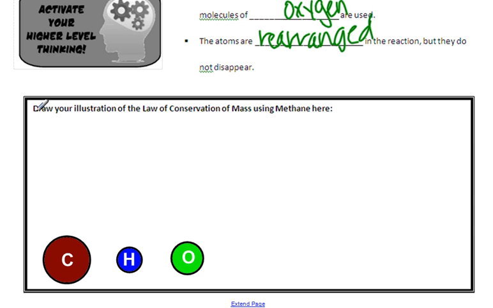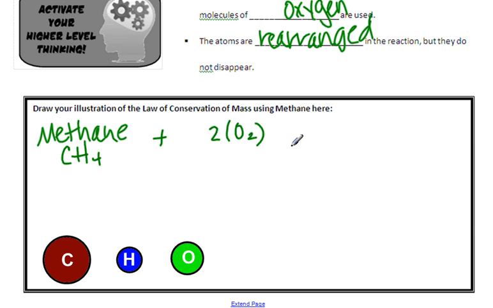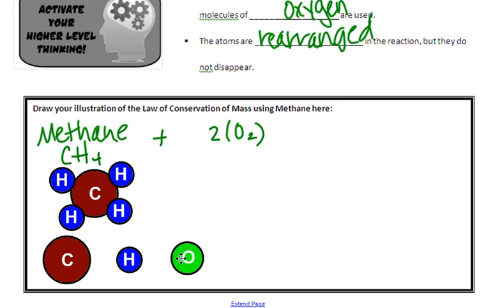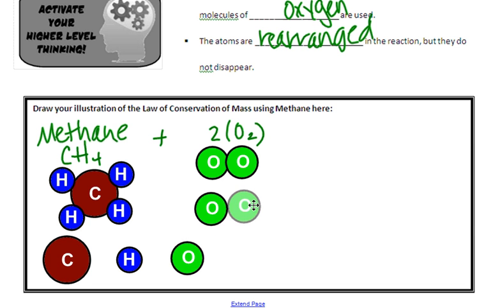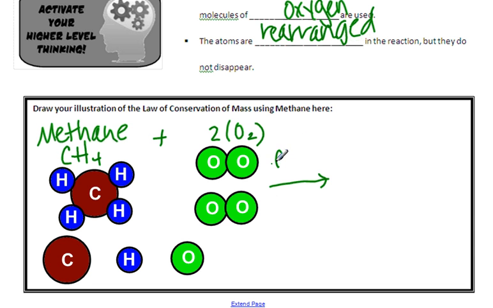So we're going to draw an illustration of the conservation of mass using methane. So here's your methane. You don't have to draw the C and the H and the O on the bottom. That's kind of like my atom bank, like you'd have a word bank. So methane is CH4. Plus, I said we needed two oxygen molecules. So let's put those together. Let's have our carbon, and we need four hydrogen. We also need two oxygen molecules. To burn methane, we're going to need fire, so we'll draw our arrow and say we need to have a fire.